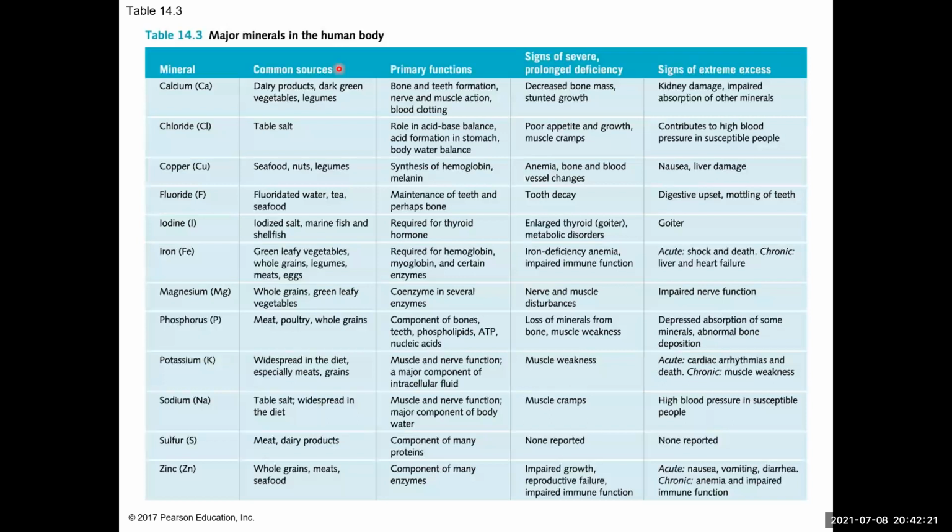Okay? Here's a list of major minerals from the human body. This is not a full list. It shows common sources where you can get that mineral, what functions they're for, and then signs of deficiency, and signs of excess with that specific mineral. And so you don't have to memorize this table. This again is just for your information.